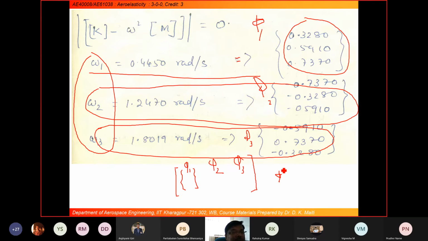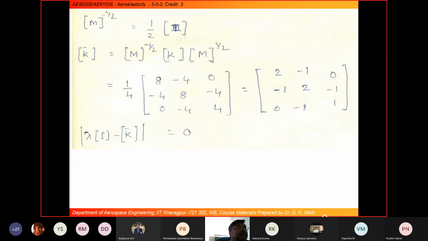If I do phi transpose into phi with respect to this, it will have all the diagonal terms as unit: 1, 0, 0, then 0, 1, 0, and 0, 0, 1. After doing this, as they are orthogonal, I will be getting all of the off-diagonal terms equal to 0. Let me continue with that.